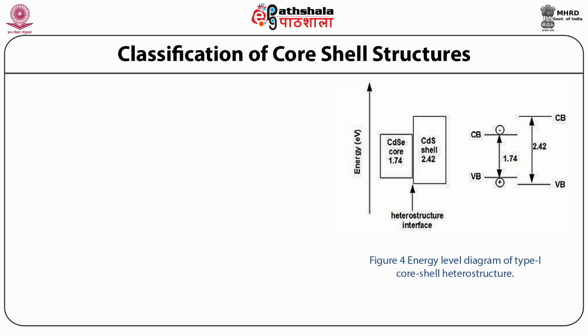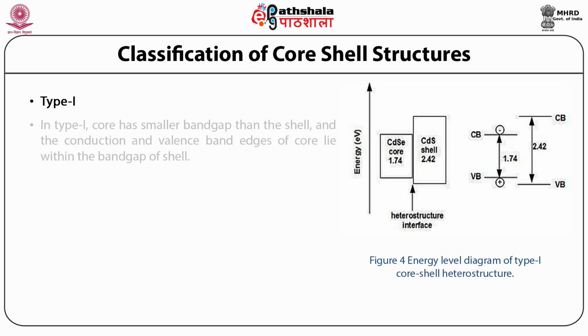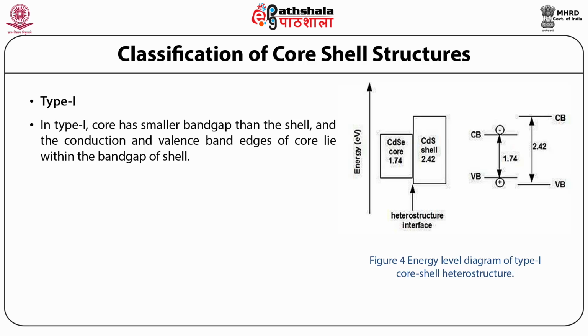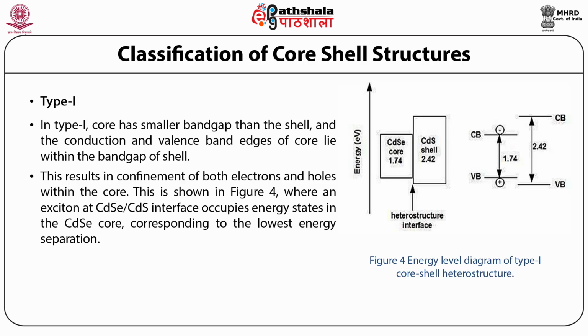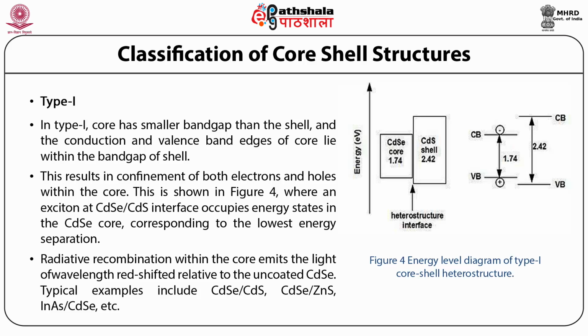The core shell structures can be classified in the following types. First is the type 1 core shell nanoparticles. In type 1, core has smaller band gap than the shell, and the conduction and valence band edges of core lie within the band gap of shell. This results in confinement of both electrons and holes within the core. This is shown in figure 4, where an exciton at cadmium selenide or cadmium sulfide interface occupies energy states in the cadmium selenide core corresponding to the lowest energy separation. Radiative recombination within the core emits the light of wavelength which is redshifted relative to the uncoated cadmium selenide.